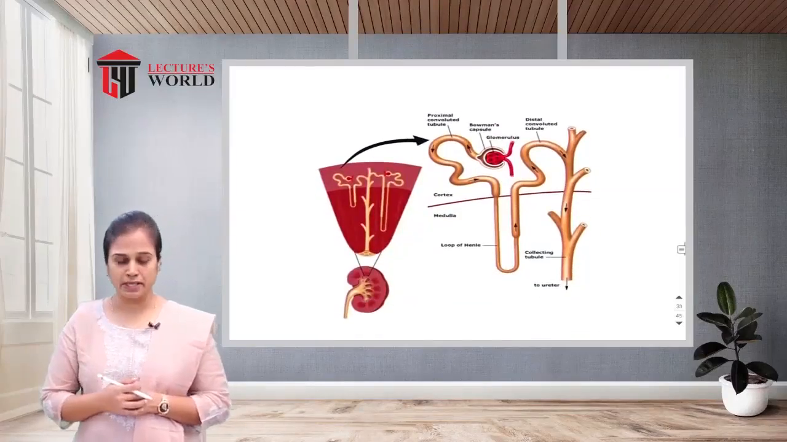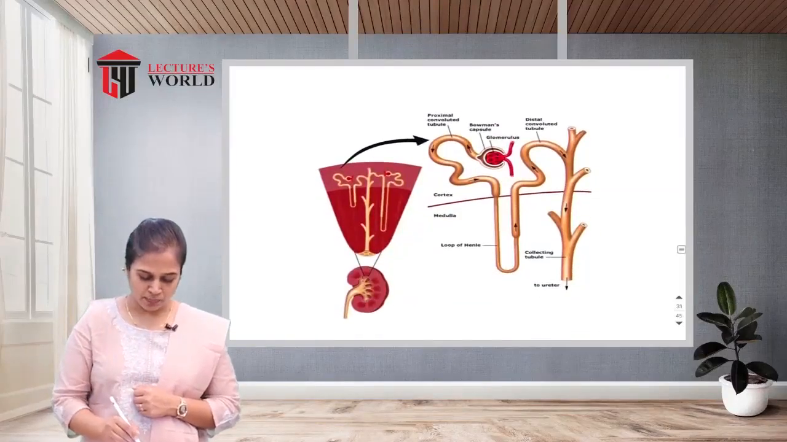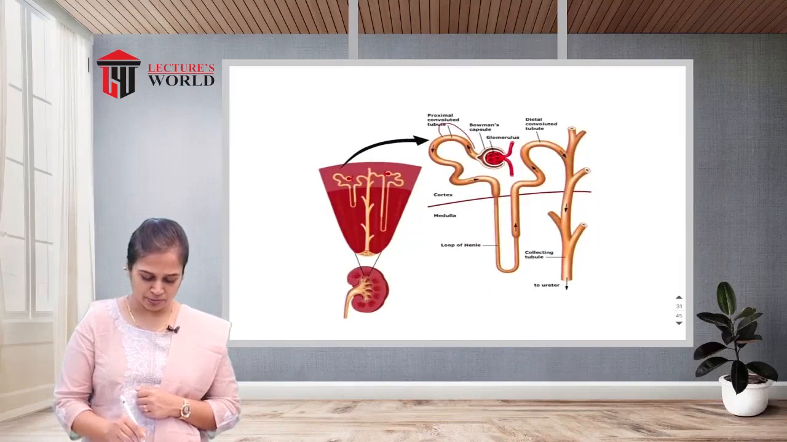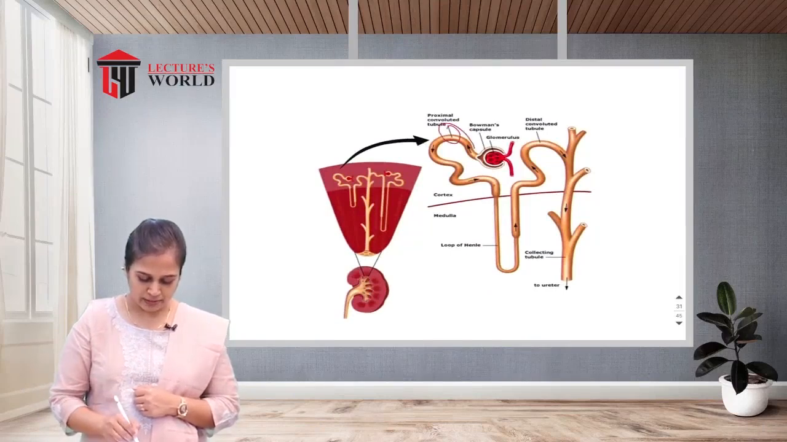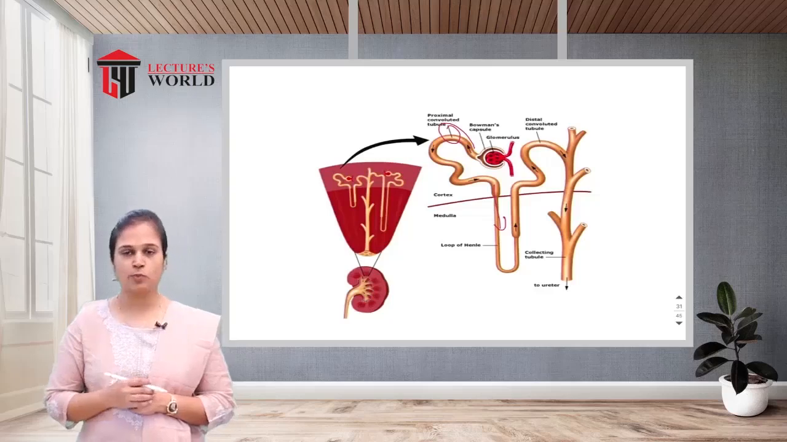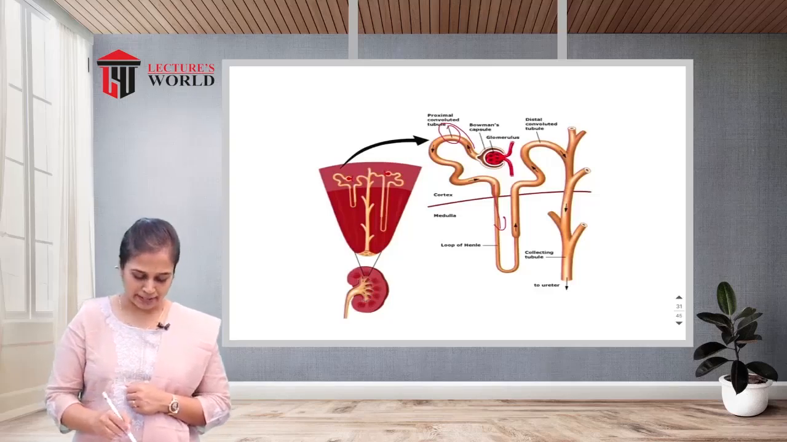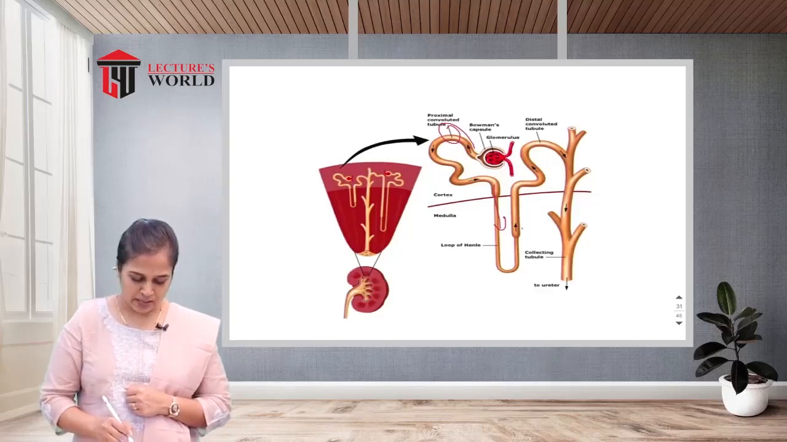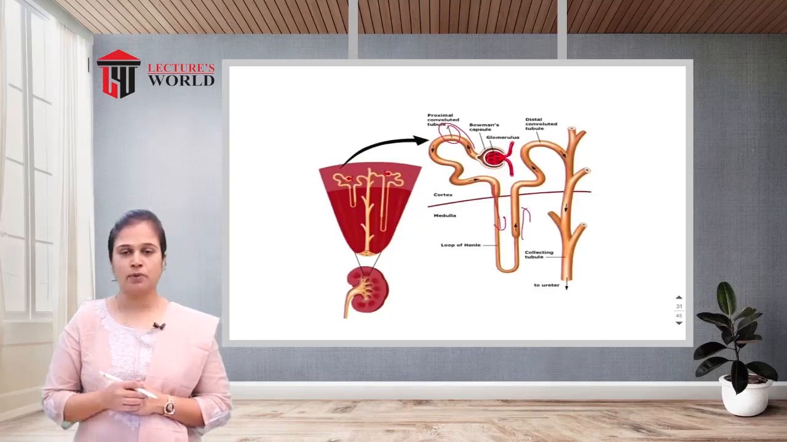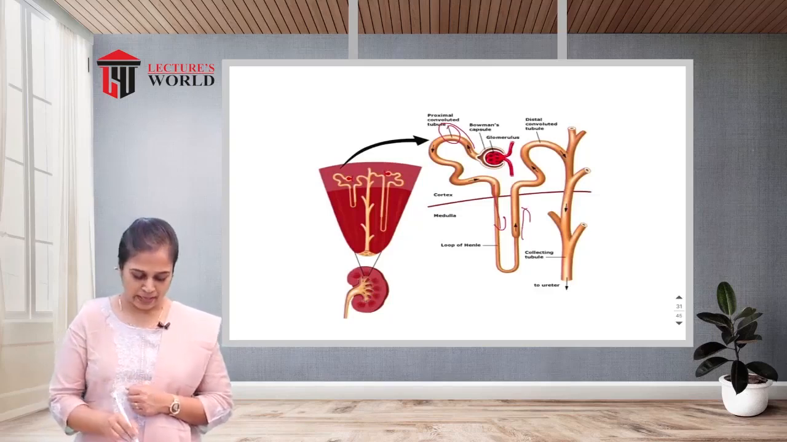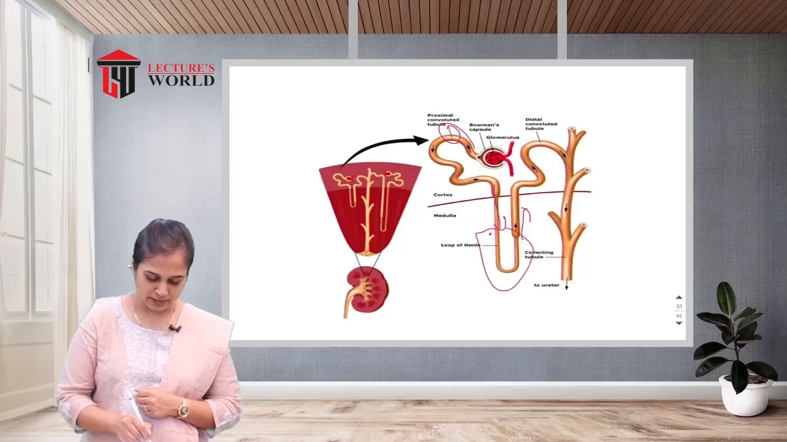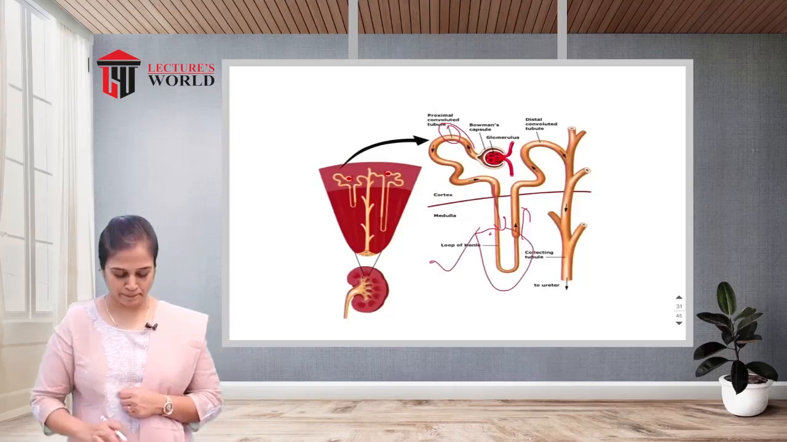So you can see in the image, this is the proximal convoluted tubule. Then this is the descending limb of the loop of Henle, and this is the ascending limb of the loop of Henle, and this is considered the loop of Henle.